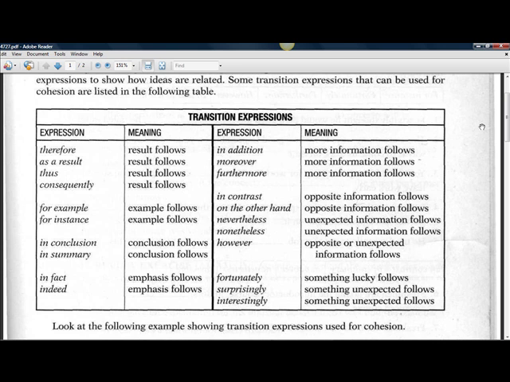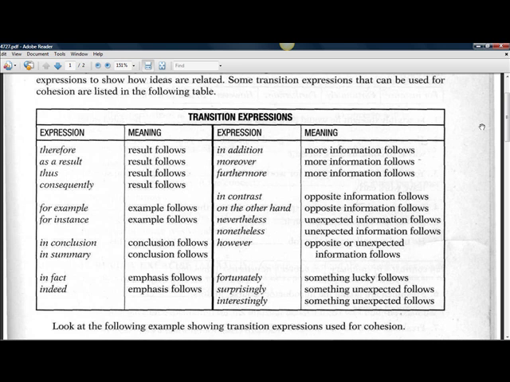Okay, then we come down where an example follows. In conclusion, in Spanish is what? In conclusión, and you can use that, or in summary, en resumen. The conclusion follows. Then we come down to the emphasis follows. In other words, we're going to really emphasize what we said previously. In fact would be ciertamente, and I think it would be the same thing for indeed.